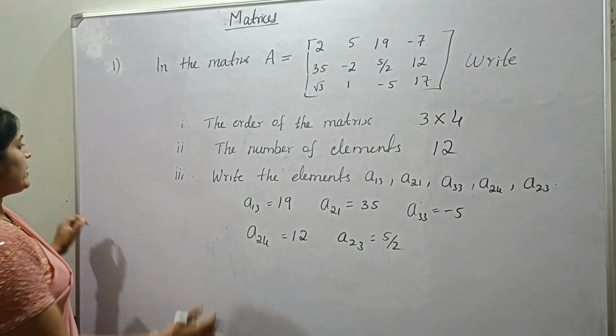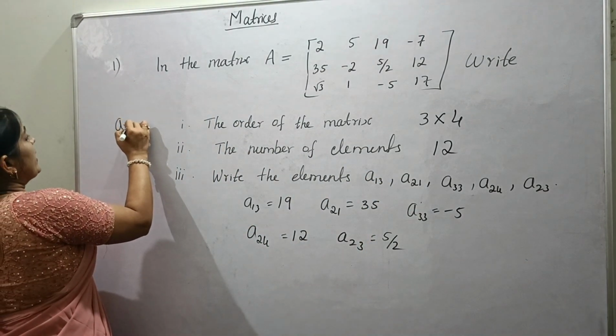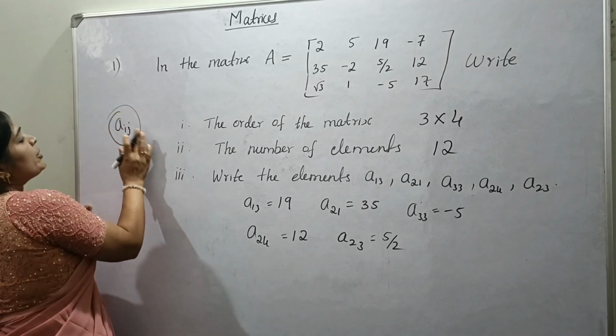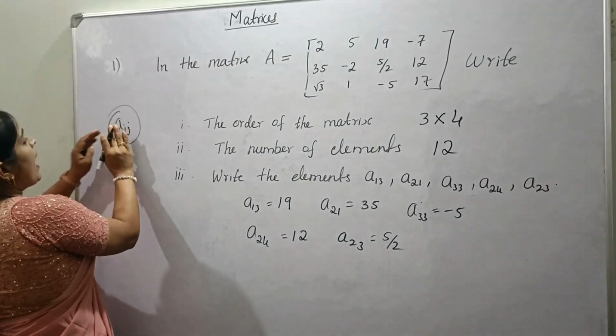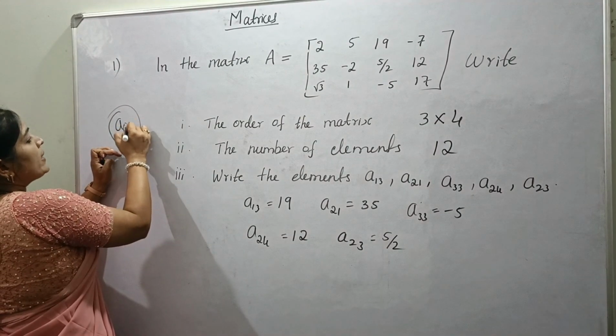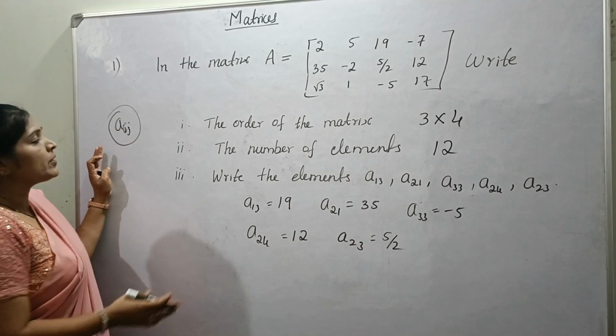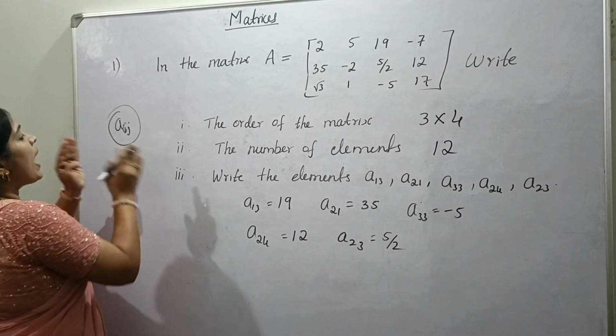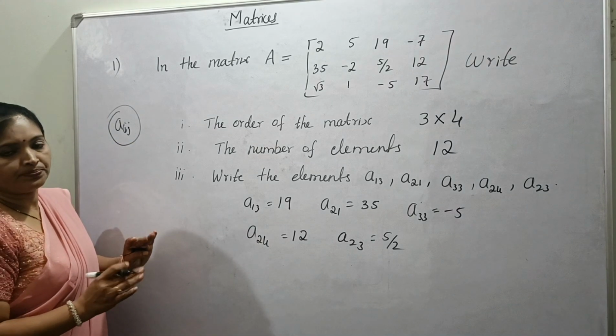See here, if Aij is an element of a matrix, then i means ith row and j means jth column. So it is an element in the ith row, jth column.